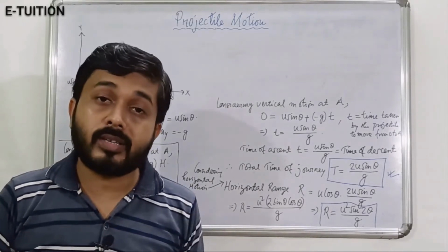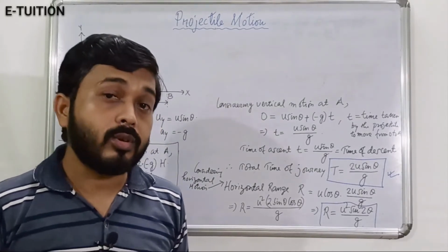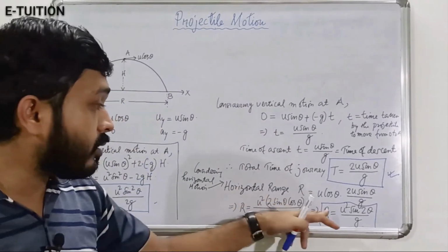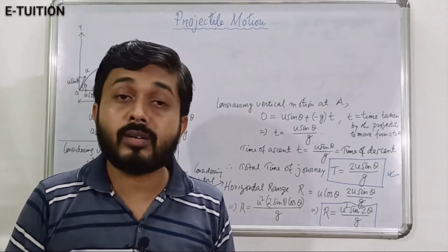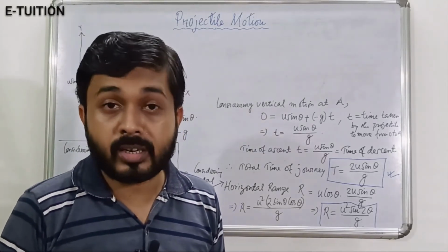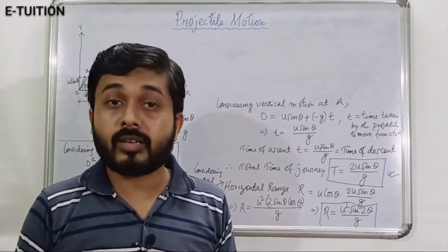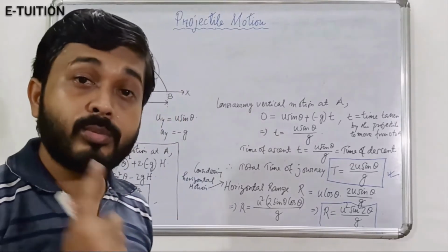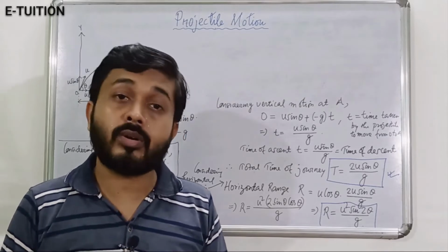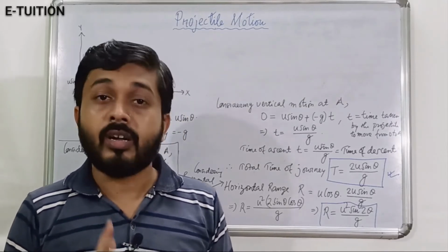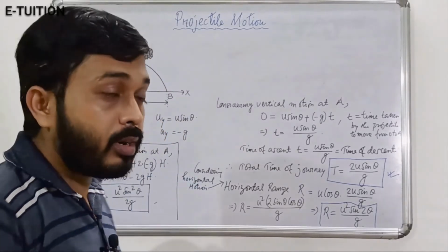After that, an important thing I must not miss to mention to you is the condition for maximum horizontal range. A question comes like that, find out the condition when the horizontal range of the projectile is maximum. Or another kind of question comes like this, prove that the horizontal range of the projectile is maximum when it is thrown at an angle of 45 degrees. That is something I'm going to show you right now.